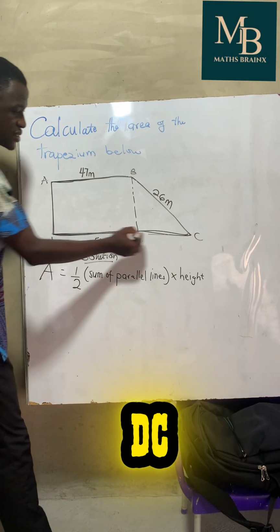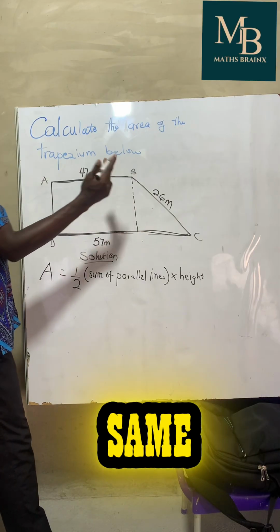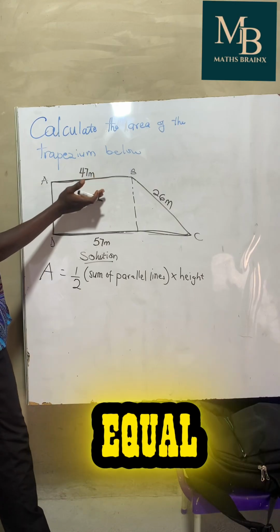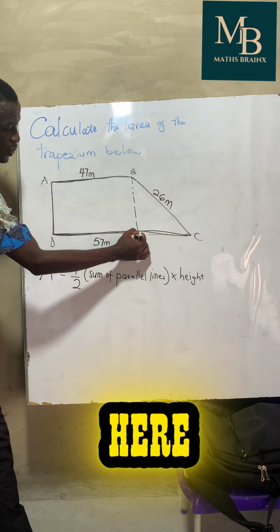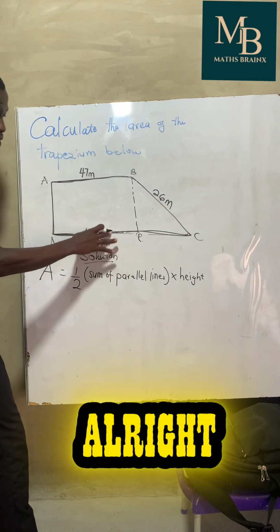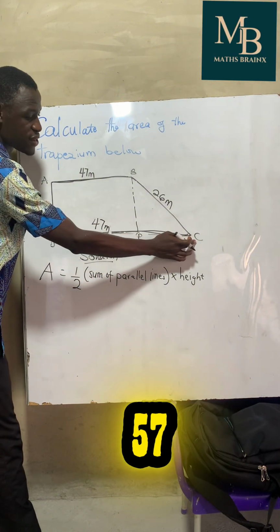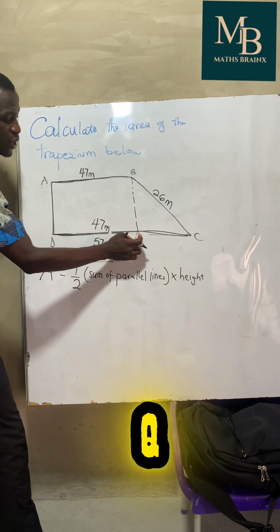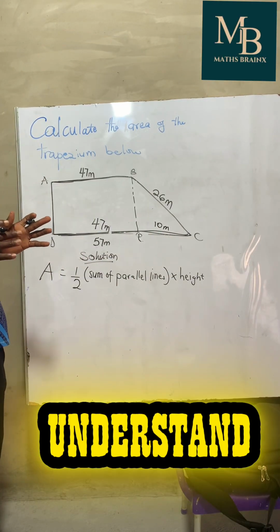Now, the length of BC is 57 meters. As we have divided the shape into two, this side forms a rectangle, and we know that the opposite sides of a rectangle are equal. So, if AB is 47 meters, and we note this point with Q, then BQ will also be 47 meters. But BC is 57, so if BQ is 47 meters, that means QC becomes 10 meters.